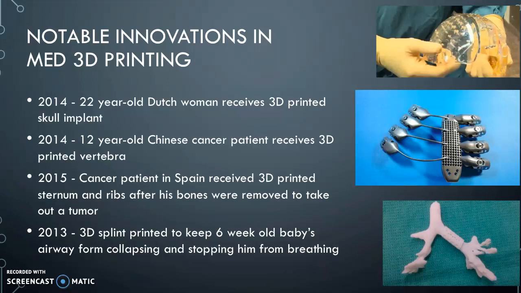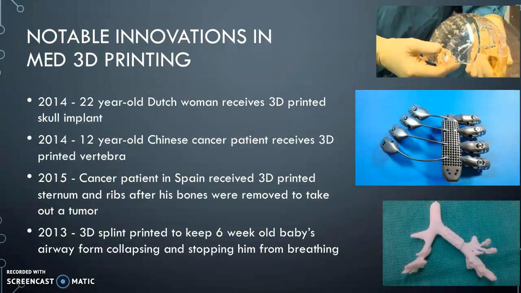In 2013, a 3D splint was printed and inserted into a 6-week-old baby's airway to keep it from continuously collapsing. His airway continued to collapse and it continuously stopped him from breathing, so they printed out this 3D splint that they inserted into his airway to keep it open. In 2014, a 22-year-old Dutch woman received a 3D printed skull implant. She was suffering from a disease that caused her skull to grow uncontrollably, and they were able to replace her skull, which had grown to 3 times thicker than a normal skull and was causing medical issues. They replaced it with a 3D printed skull.